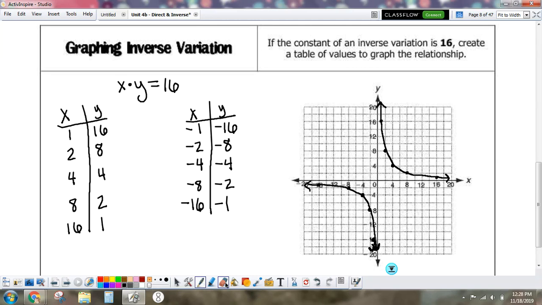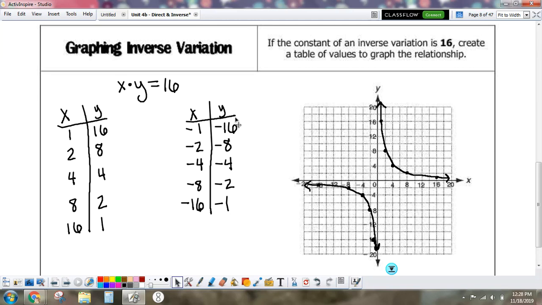I'll try my best. Try your best to connect them as well. If it's not perfect, that's okay. So that's what our graph looks like. All inverse variation graphs have these arcs to them. They're either going to be in this spot, or you'll see them in quadrants 2 and 4.